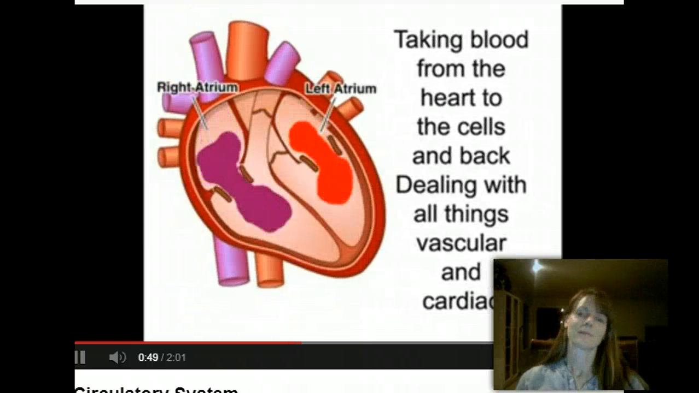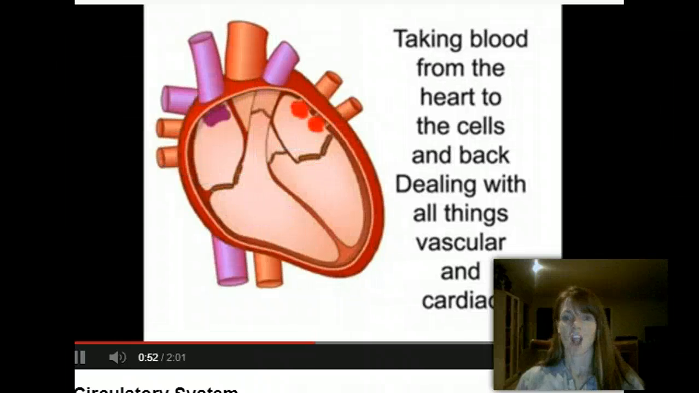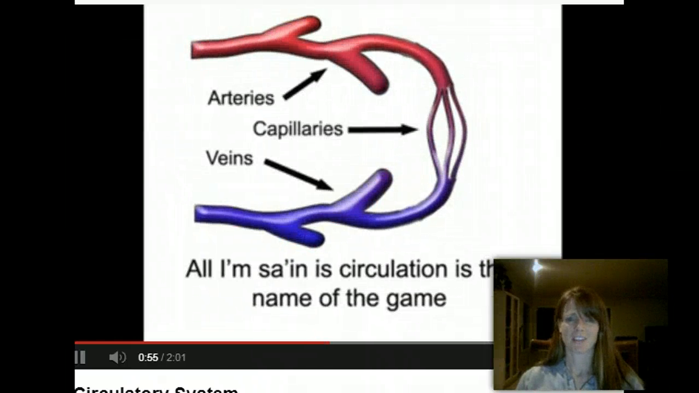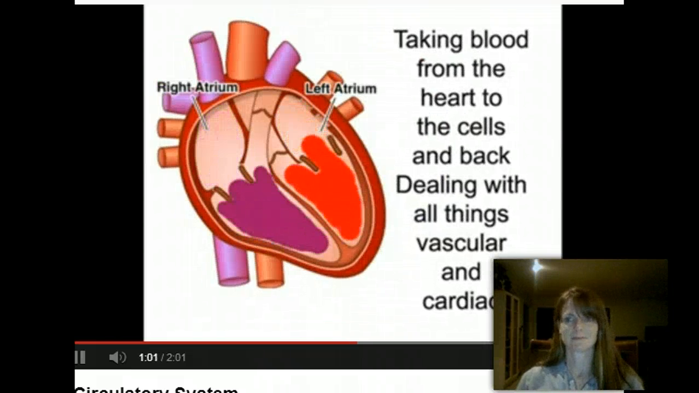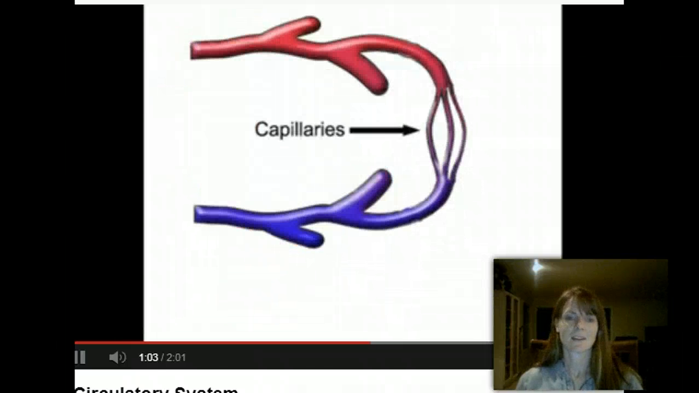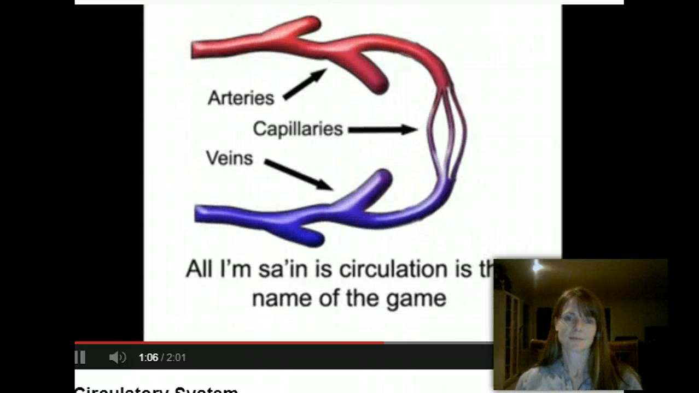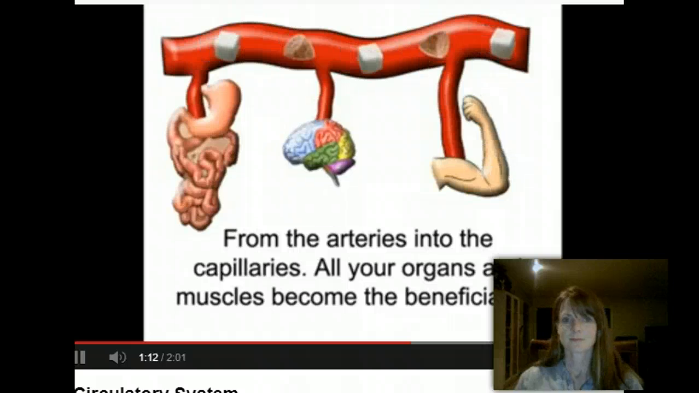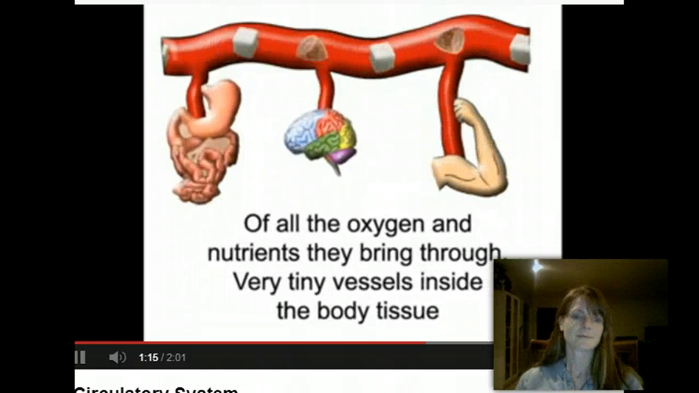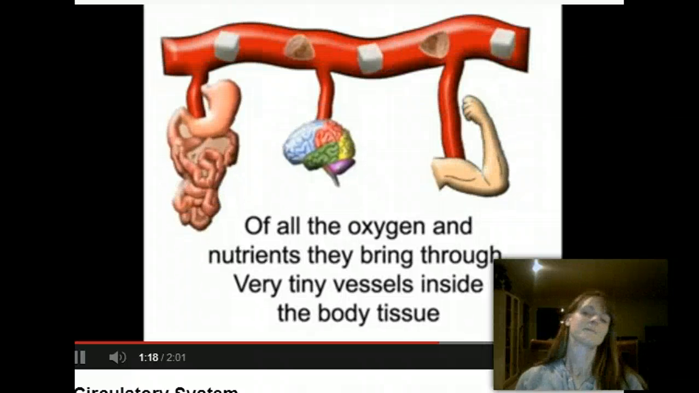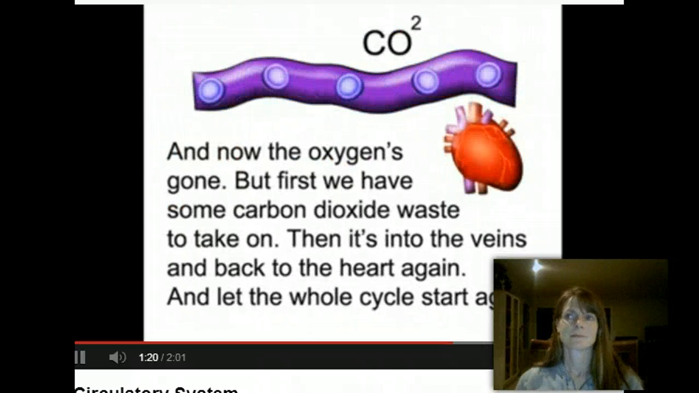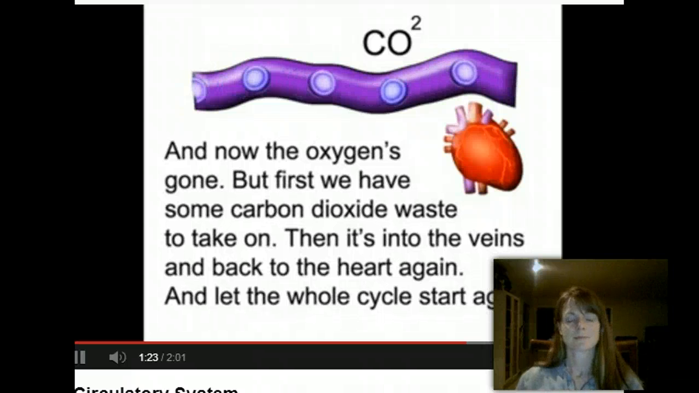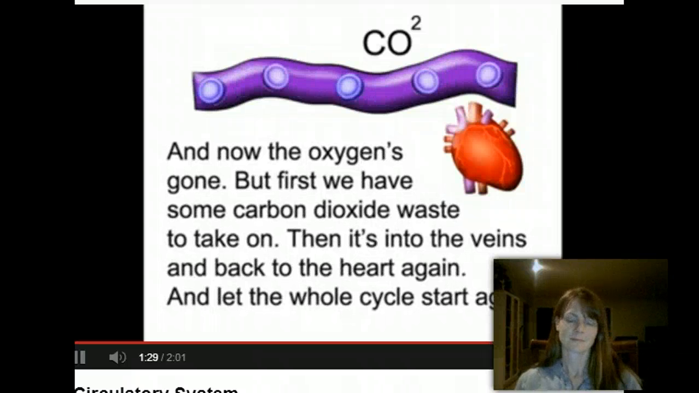Taking blood from the heart to the cells and back, dealing with all things vascular and cardiac. Capillaries, arteries, and veins, all I'm saying, circulation is the name of the game. From the arteries into the capillaries, all your organs and muscles become the beneficiaries of all the oxygen and nutrients they bring through very tiny vessels inside of the body tissue. And now the oxygen's gone, but first we got some carbon dioxide waste to take on, and it's into the vein and back to the heart again, and let the whole cycle start again.